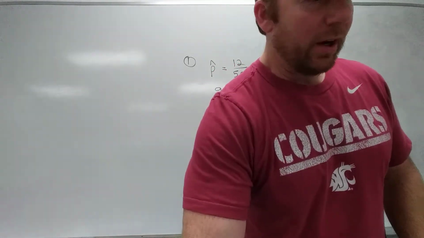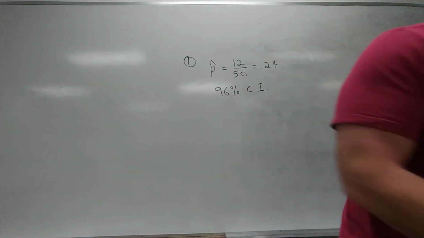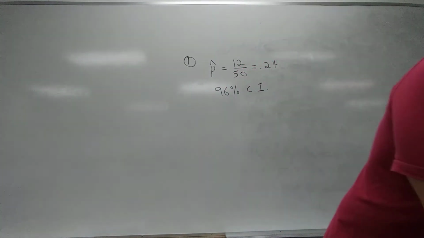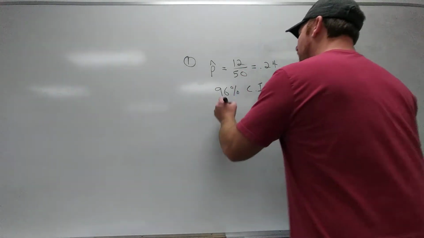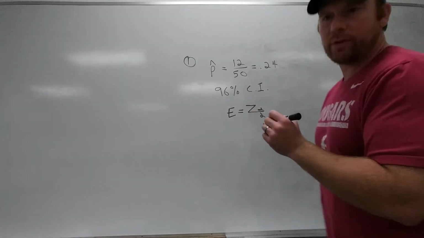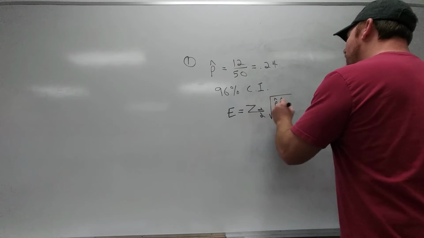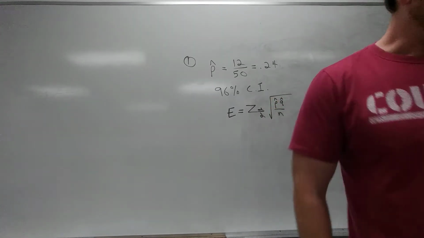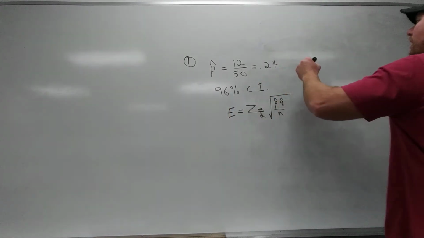So for 96% confidence, I'm going to need to use a confidence interval formula, which is going to be margin of error E equals the z-score sub alpha over 2 times the square root of p hat q hat divided by n. So I'm going to need a z-score chart for 96% confidence.